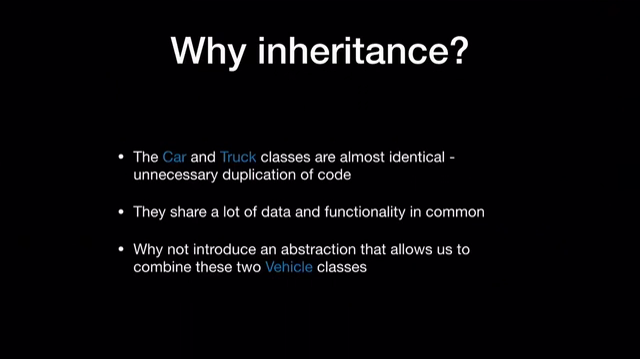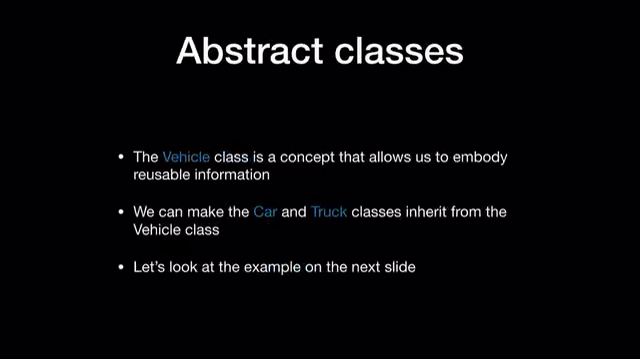So one way we can do this is we can define an abstract class. We can define a vehicle class, okay? And what this vehicle class will allow us to do is it's sort of a concept that allows us to embody reusable information, right? So we can basically make the car and truck classes you just saw inherit from the vehicle class instead of just constantly duplicating the same code.